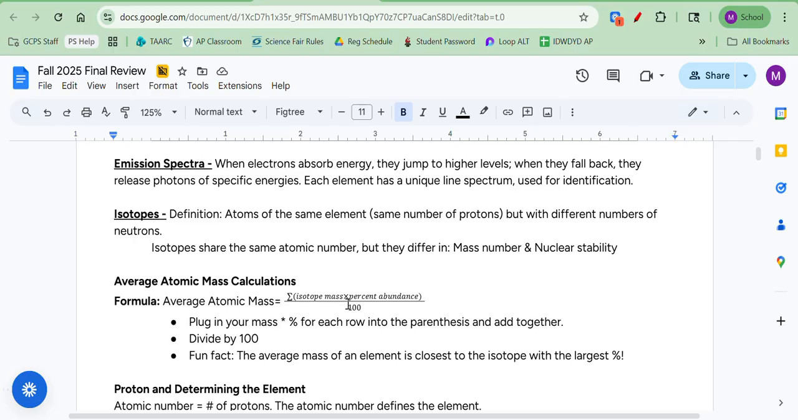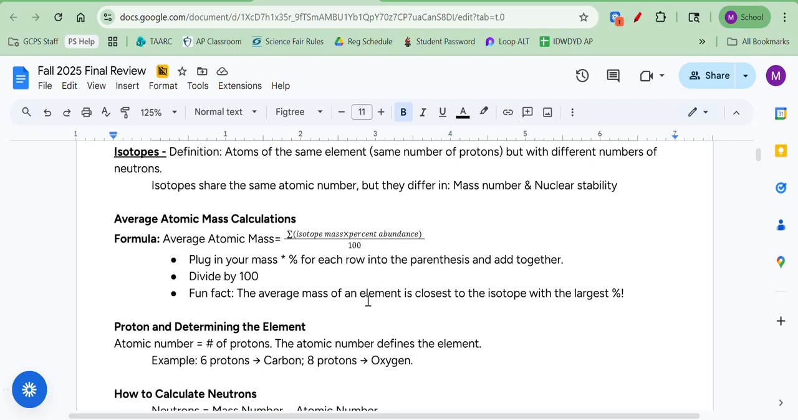Inside of the nucleus of the atom, we can use it for isotopes, determining the identity of the atom and the average atomic mass of the atom. So when we're talking about isotopes, we're talking about atoms of an element that all have the same number of protons, but they're going to have different numbers of neutrons, meaning that they're going to weigh differently from each other, creating this average atomic mass idea.